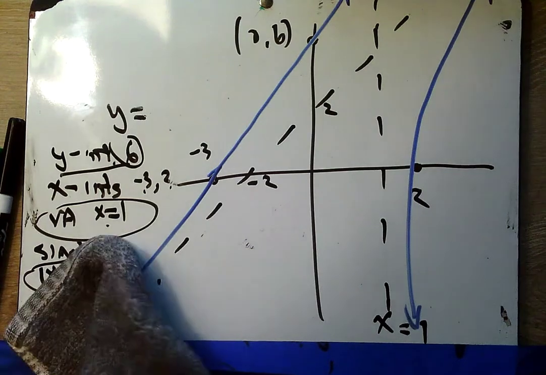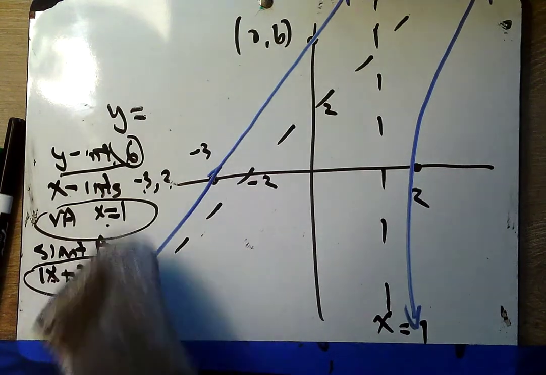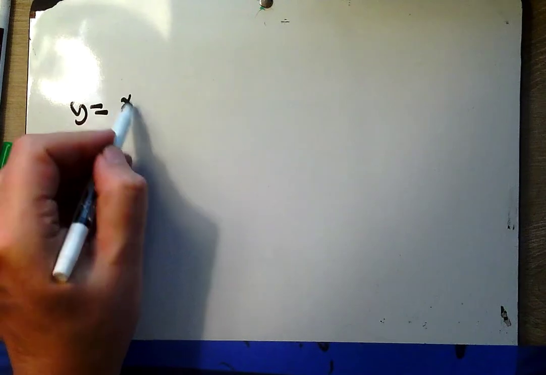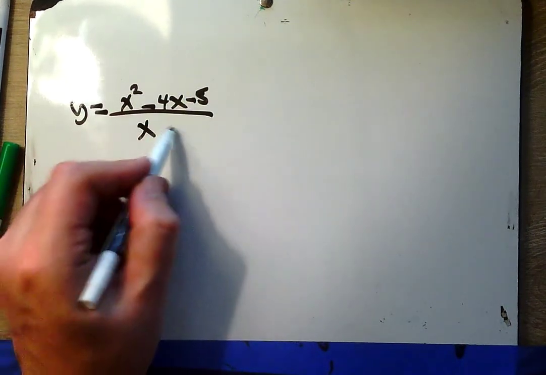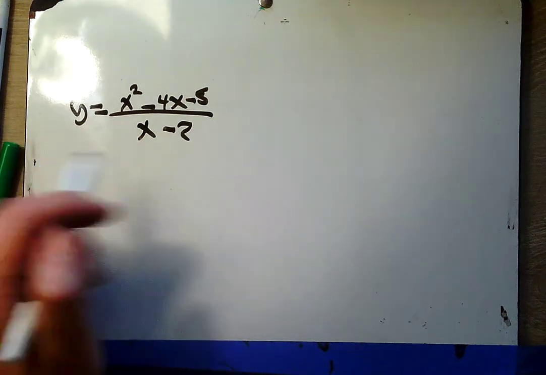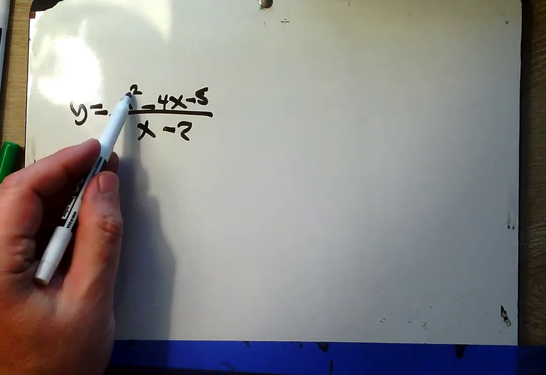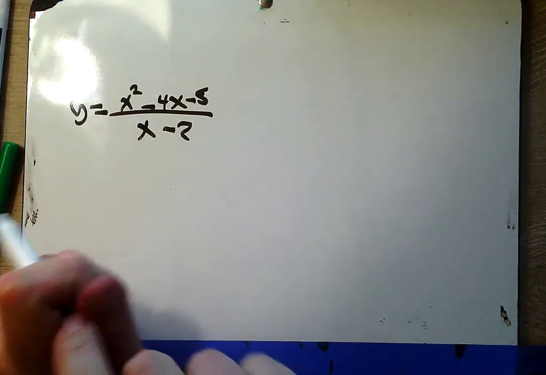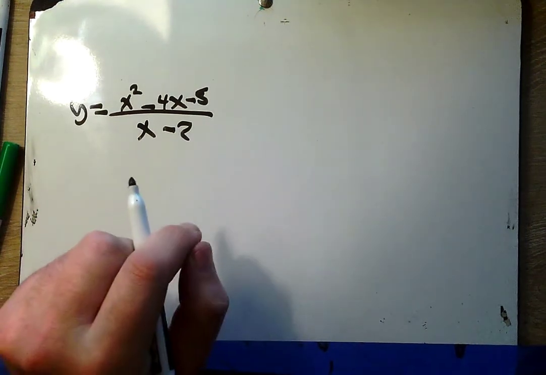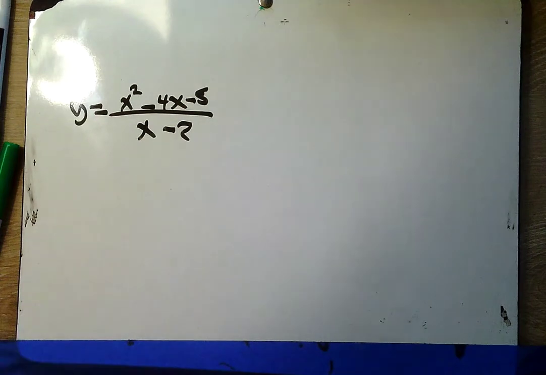Okay. Are you ready to try one? Yeah, I didn't think you'd want to, but here you go. Here's one for you. Okay. y equals x squared minus 4x minus 5 and x minus 2 on the bottom. Give it a try. We have the degree of the top is bigger than the degree of the bottom, so you know this is going to be a slant. Pause the video, graph it, come back when you're done.